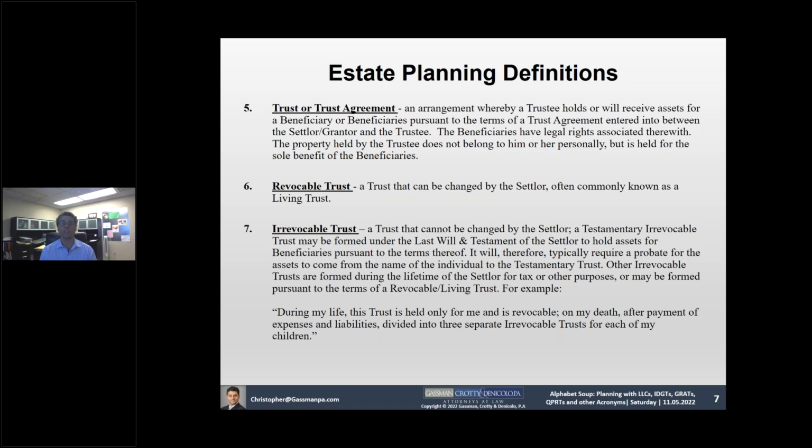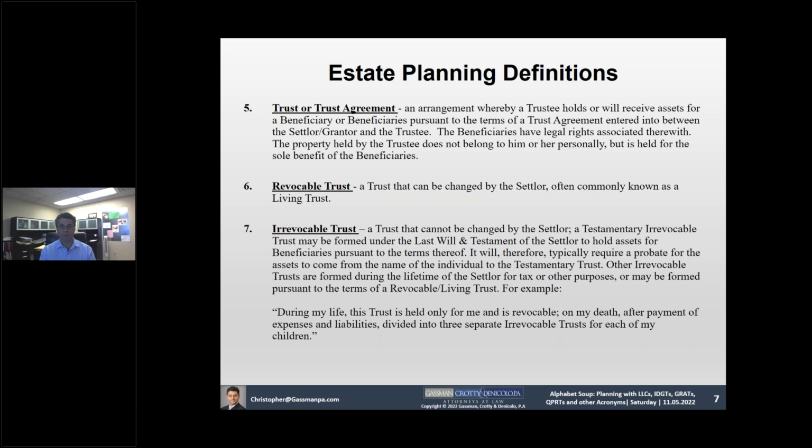Another term that I will be using later is an IDGT, and what that stands for is Intentionally Defective Grantor Trust. That type of trust is simply an irrevocable trust that is considered as owned by the grantor for federal income tax purposes. It may not necessarily be owned by the grantor for estate tax purposes, but would be considered for income tax purposes. And let me give you an example of how that works.